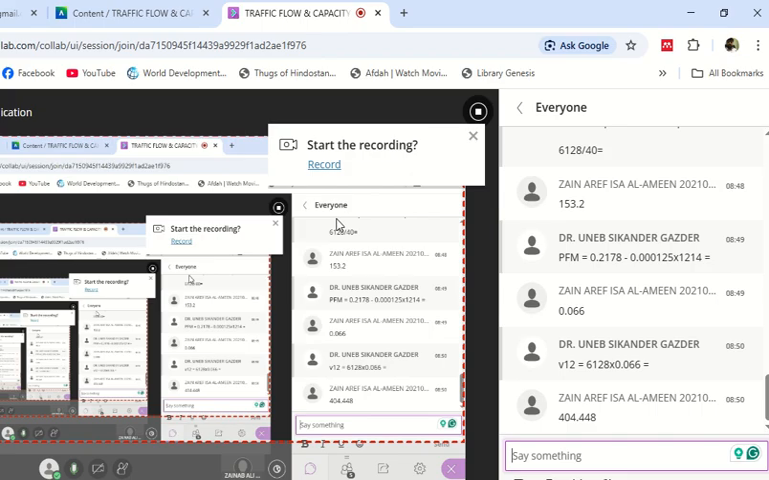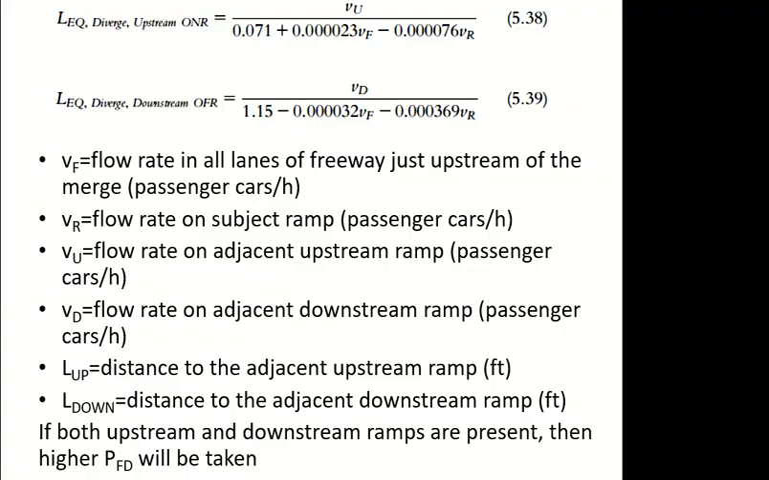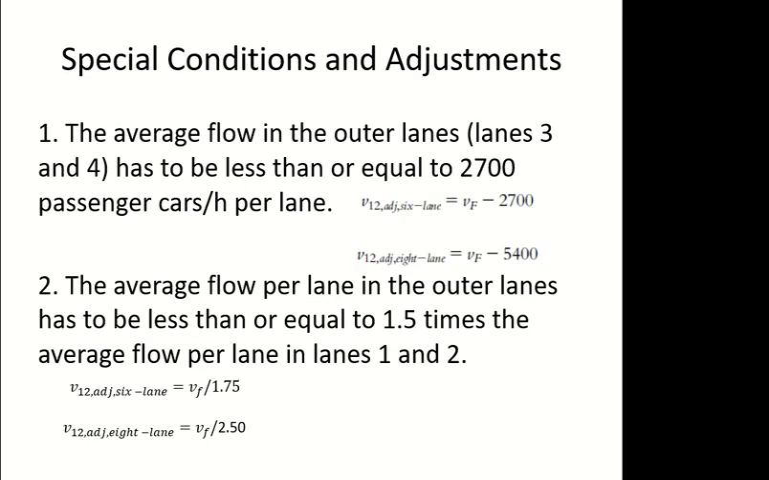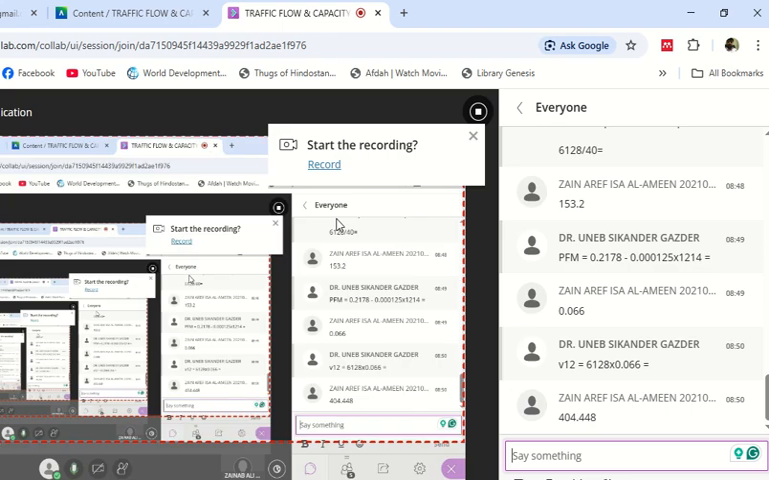Okay, so now I will apply the checks. I start applying the checks. So I need the outer lane flow rate here. Is this value correct? Did somebody else do it? Is this 0.066 correct? If you can recheck it, because the rest of the analysis will depend upon it.